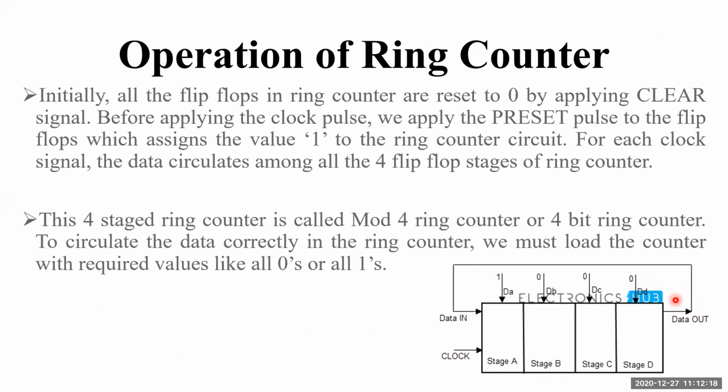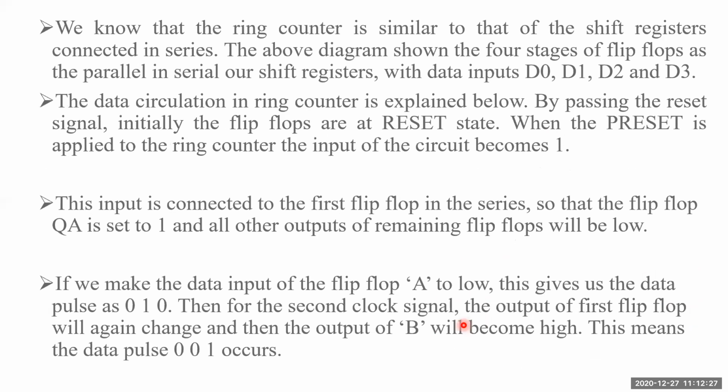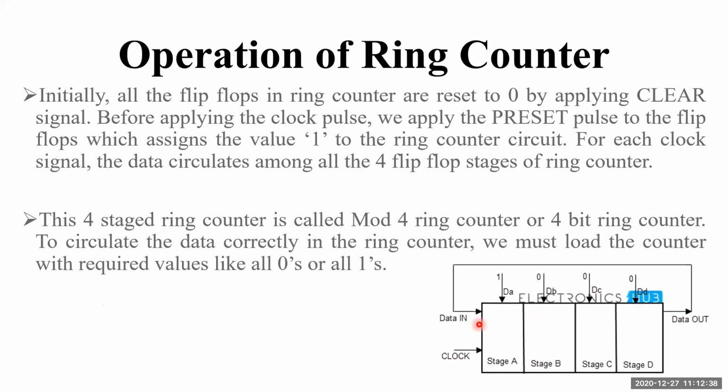The same 0 is given as an input to the first flip-flop. Whenever it is given as an input to the first flip-flop, you are inputting the first flip-flop with a low input. If you make the data input of flip-flop A low, this gives us a data pulse of 0, 1, 0. Now what is happening? Whenever you give this data low, what happens? Then the pulse becomes what?